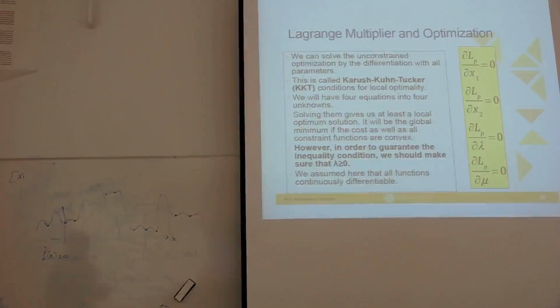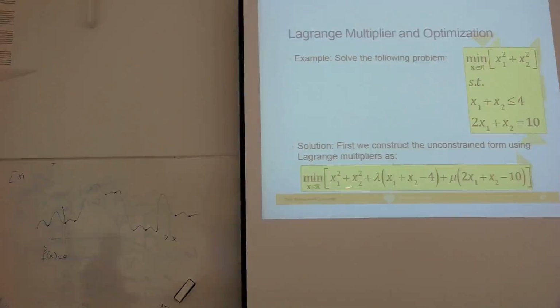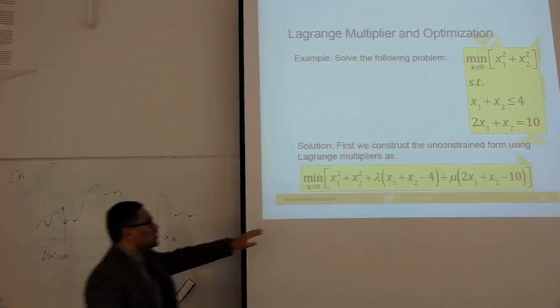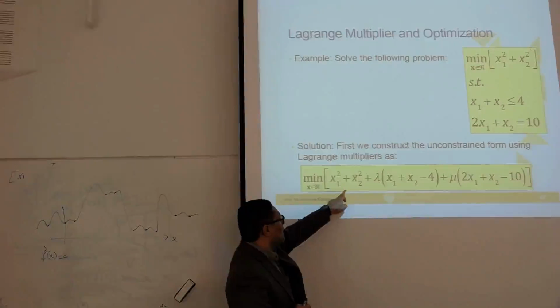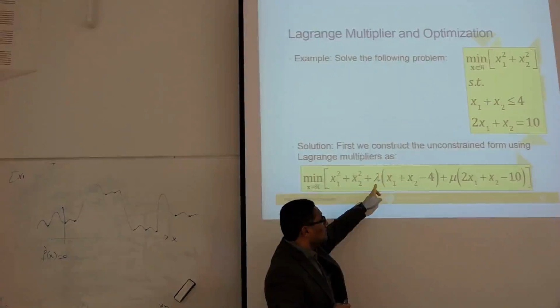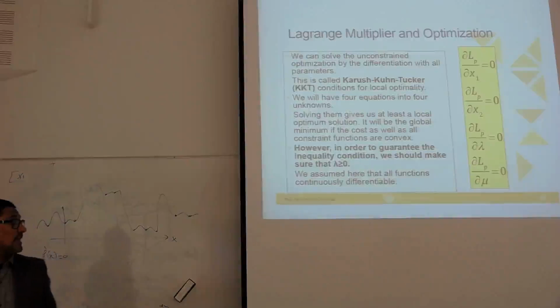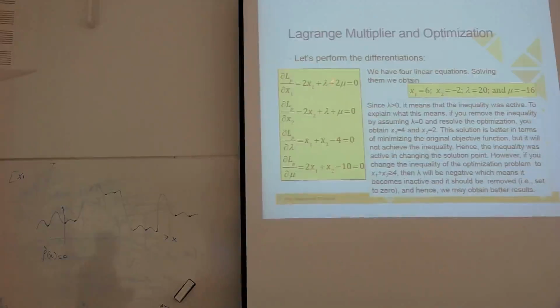Okay, let us start. We differentiate the Lagrangian with respect to x1, with respect to x2, with respect to lambda, and with respect to mu. When we differentiate with respect to x1, you will have 2x1, and the constraint term in x2 will be 0 because we don't have x1 there, so it will be 2x1 plus lambda plus 2 mu. This will be the first equation.